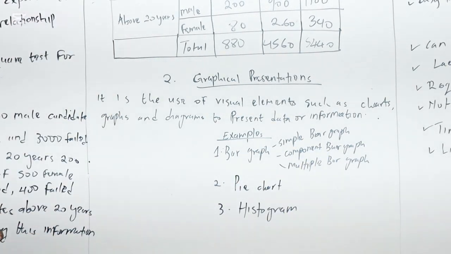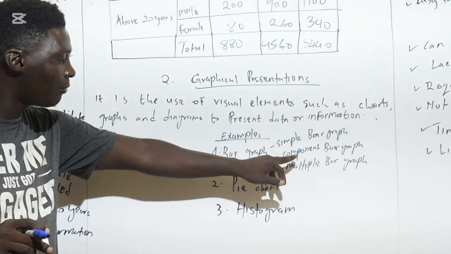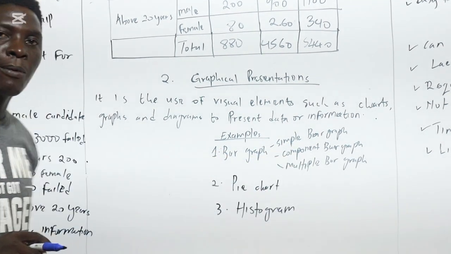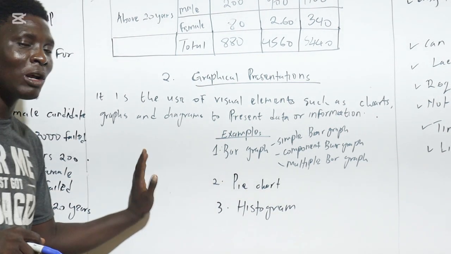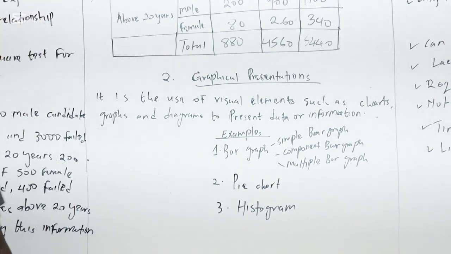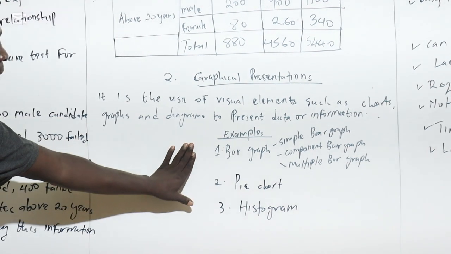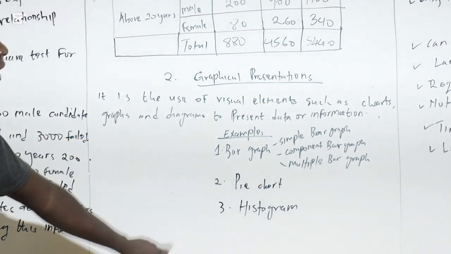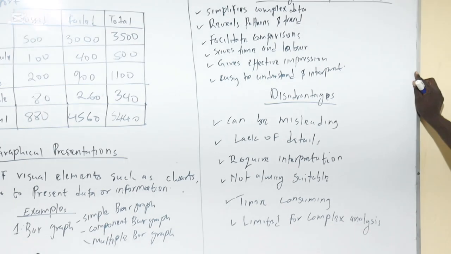In my next session, part 5 of my presentation, we are going to draw the simple bar graph, component bar graph, and multiple bar graph. Then number 2, we are going to talk about the pie chart. I'll give you a formula for how to calculate it, and we'll draw a pie chart. Lastly, we'll draw a histogram, which will mark the end of this topic, data collection and data presentation. Before that, let me highlight the advantages of graphical presentation.